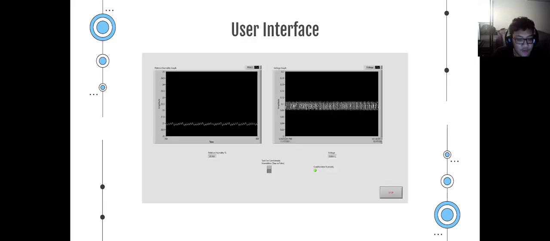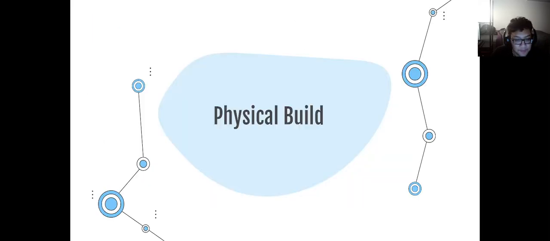Now this is the user interface, or the front panel. Now this reads the voltage on the right, and then on the left it reads the RH percentage graph. Below it you can see the numeric indicators that were on the block diagram earlier, and it will read the numeric values. And then in the middle there's a switch for the comfortable humidities, true or false. And then on the right you can see a green LED that's Boolean, it will light up for true or false. And on the bottom right there's a stop.